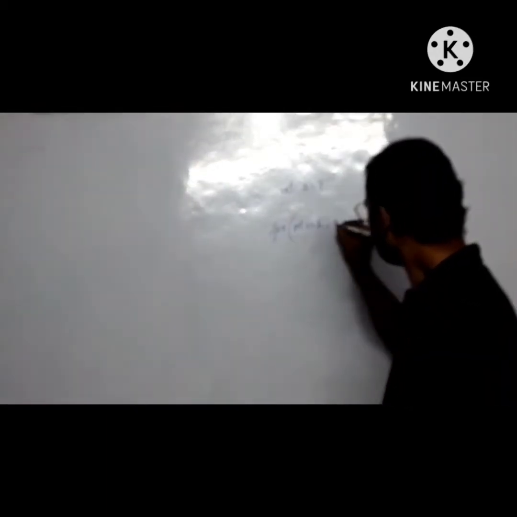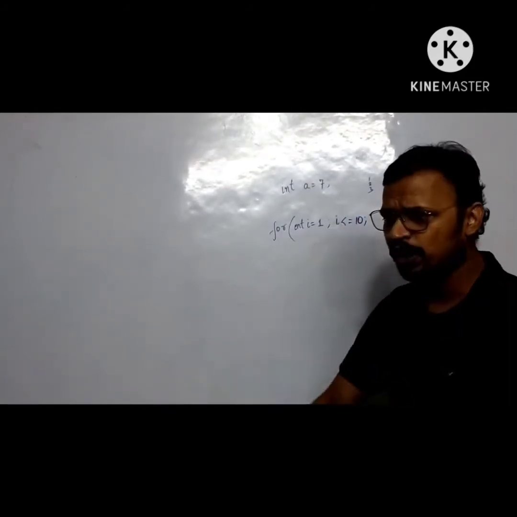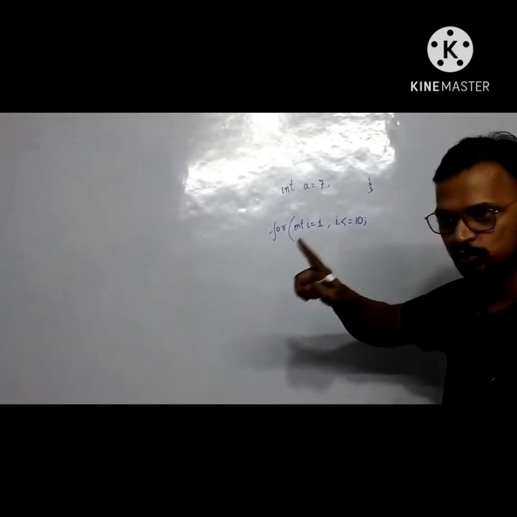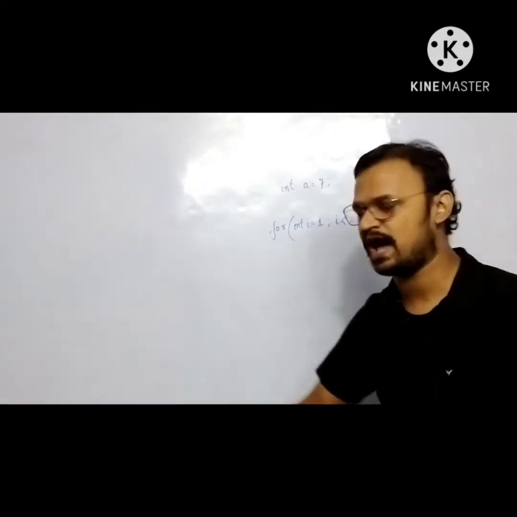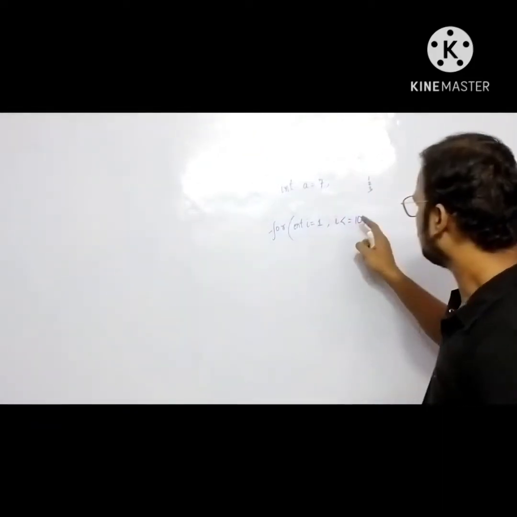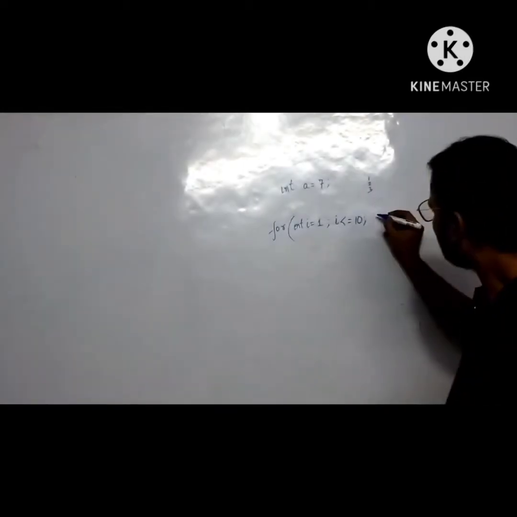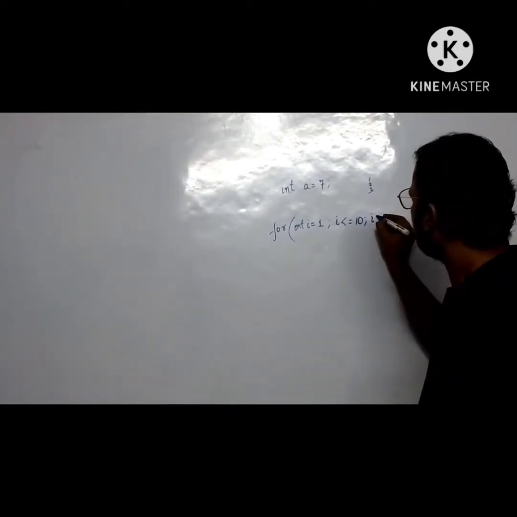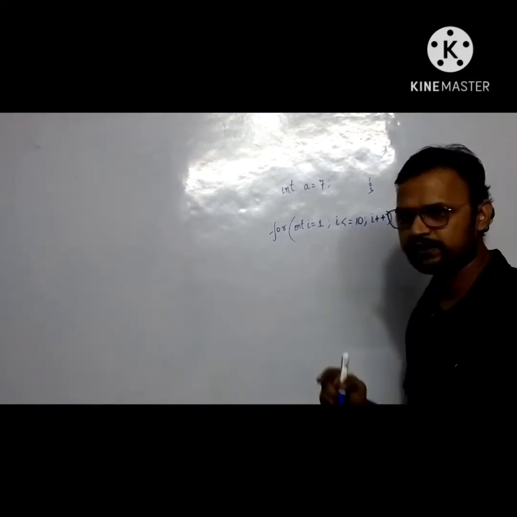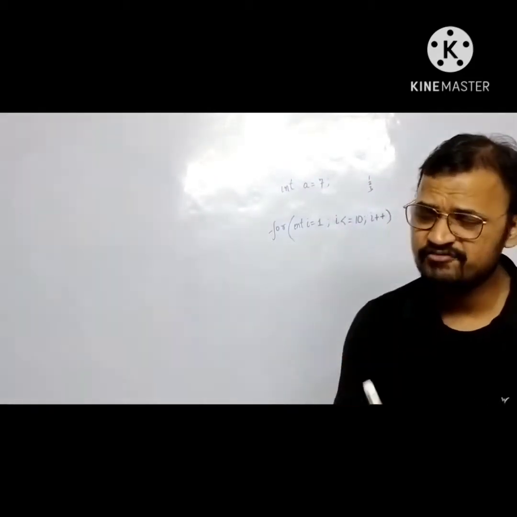Then i is less than or equal to 10. Up to which point do we have to stop? As the i value goes 1, 2, 3, it has to stop at 10. Suppose we are going to print a table up to 20, then this value will be 20. Getting my point? Then the last part is, what are we going to increment? i plus plus. I hope you are getting this. i plus plus means we have to increase the value of i by 1 every time.